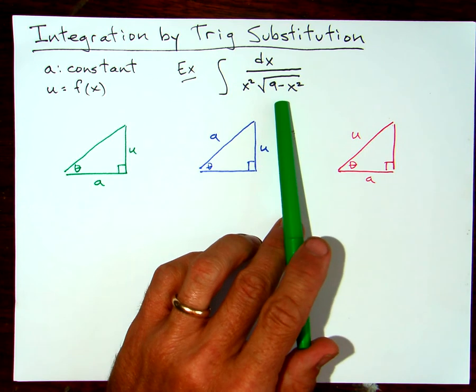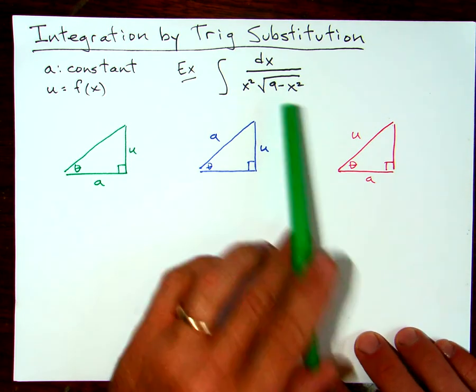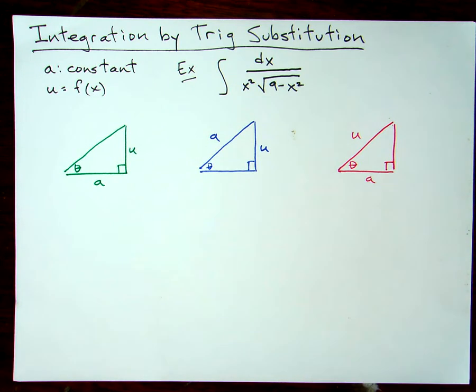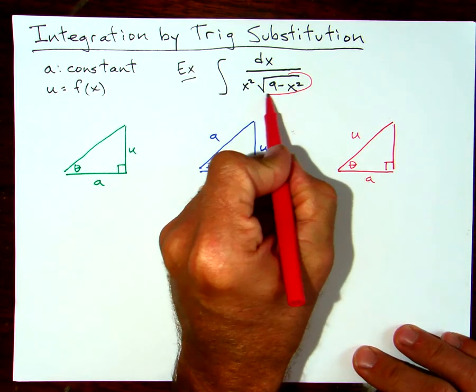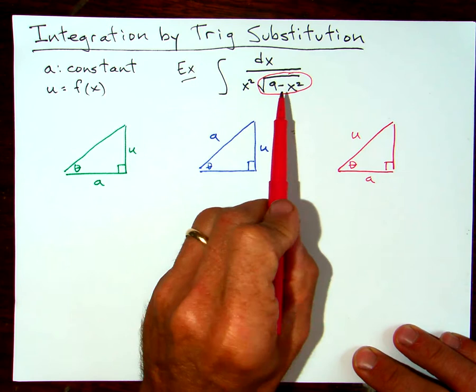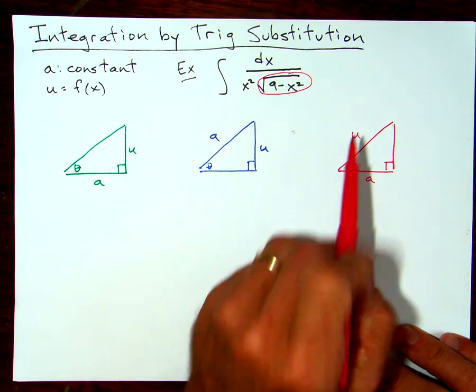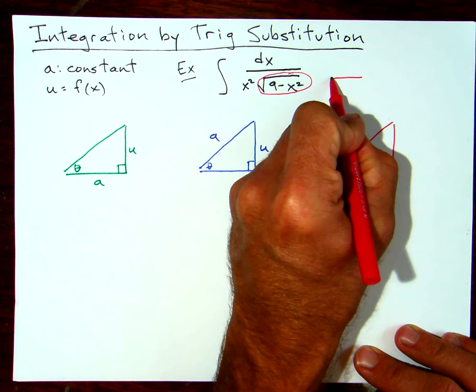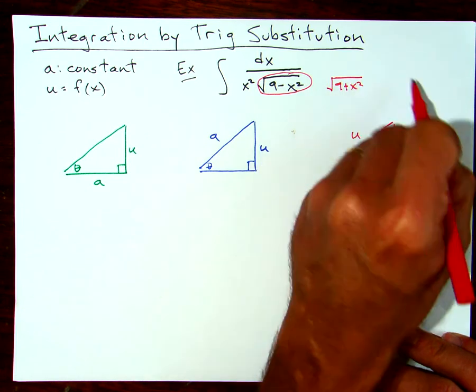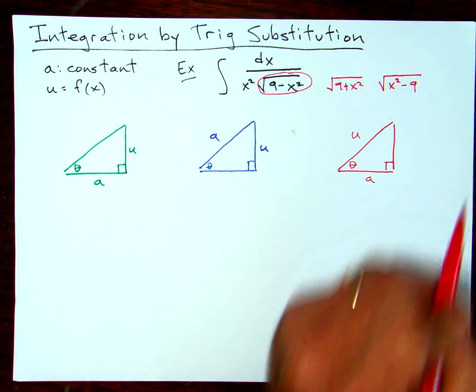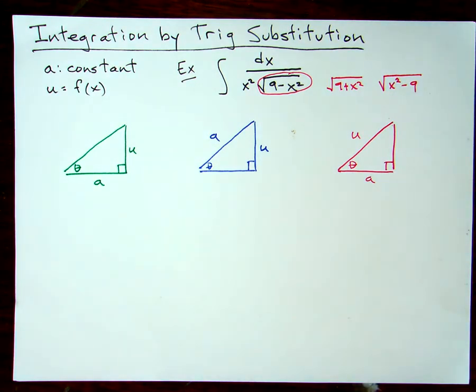So ultimately what we're going to do is make a substitution, and the part that we're really focused on is this. When we have something of this form, the square root of a number minus a function squared, or it could also be something like the square root of 9 plus x squared, or maybe the square root of x squared minus 9. When we have something like that in the integrand, that's where trig substitution will be useful to us.